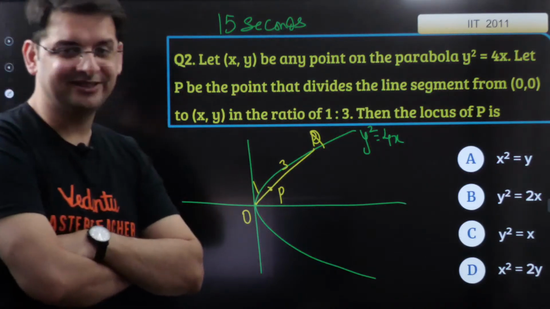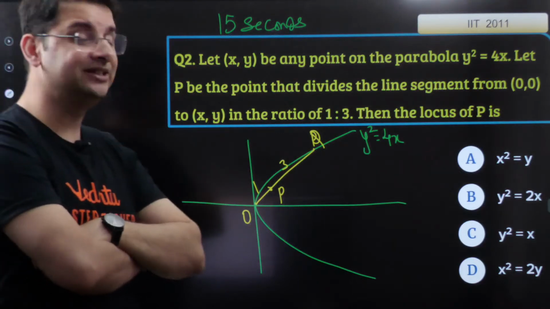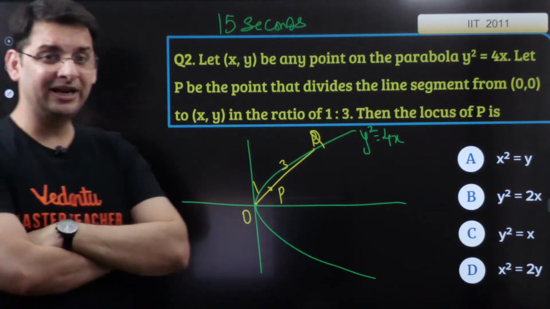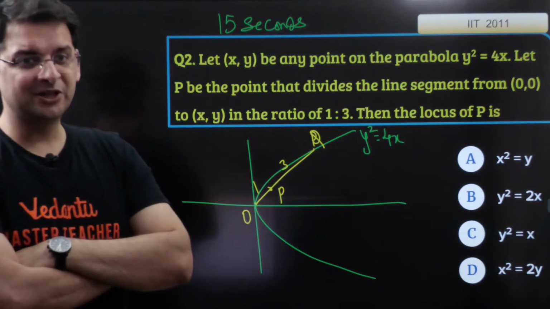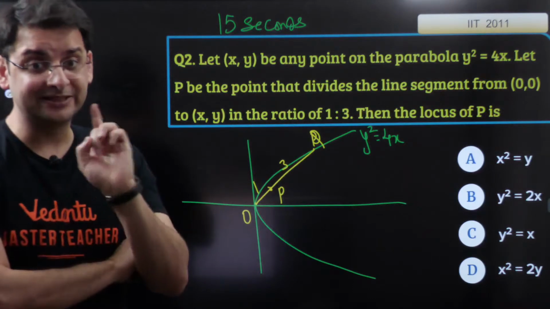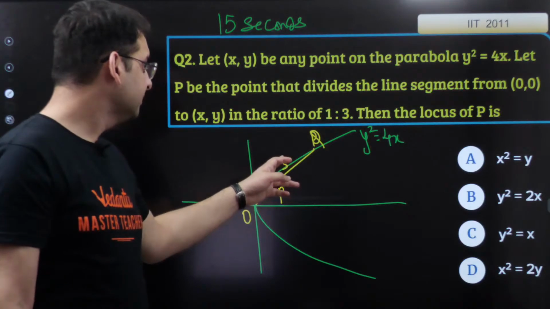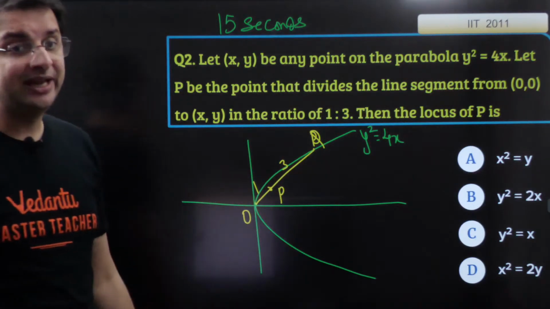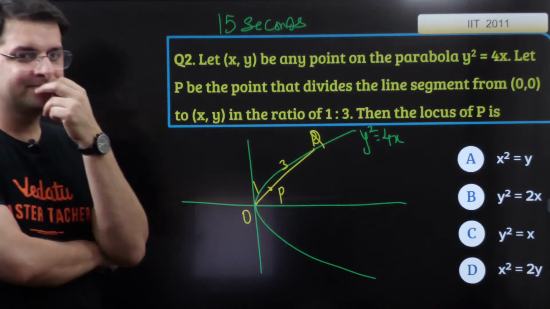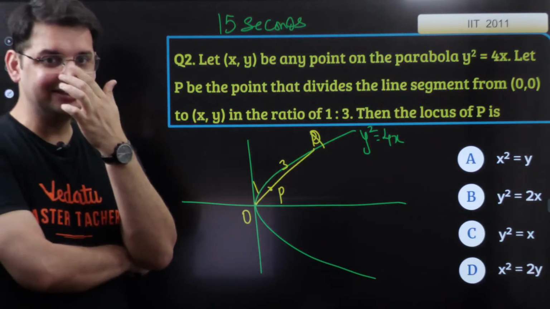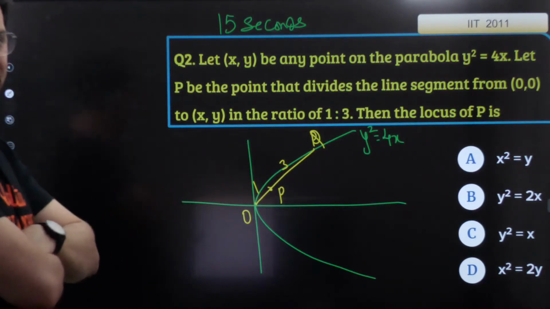We have just done this. And this was a question asked in JEE Advanced 2011. Y square is equal to 4x, Q is moving, O is origin. This is important. P divides OQ in the ratio 1:3 internally. What is going to be the locus of P? This is very easy, guys.